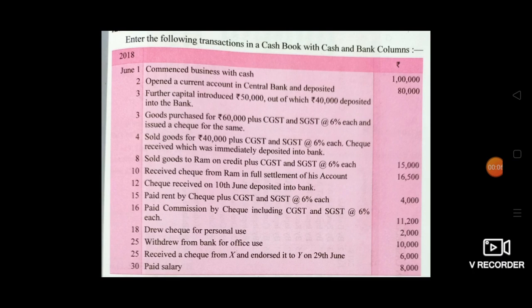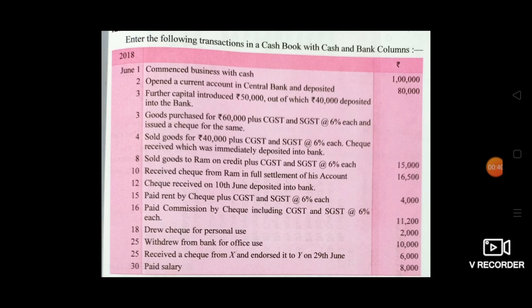Enter the following transactions in a cash book with cash and bank column, that is, a double column cash book. June 1st, commenced business with cash rupees 1 lakh, that is, started business with cash rupees 1 lakh. 2nd June, opened a current account in Central Bank and deposited rupees 80,000. 3rd, further capital introduced rupees 50,000, out of which rupees 40,000 deposited into bank.